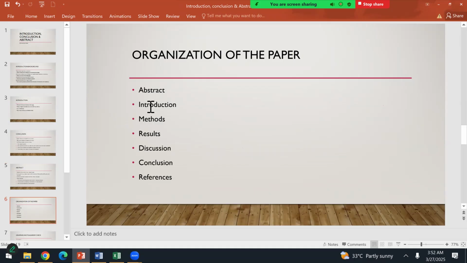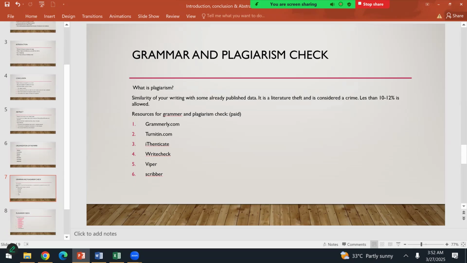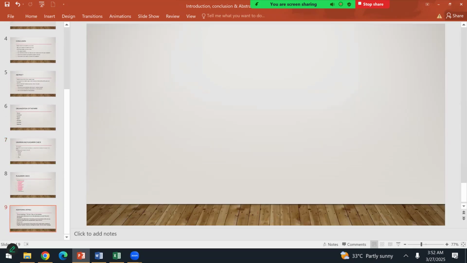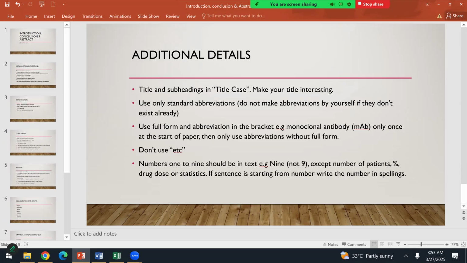And then you have to recheck the organization of your paper, and you have to do the grammar and plagiarism check. And that's it. Your paper is done.